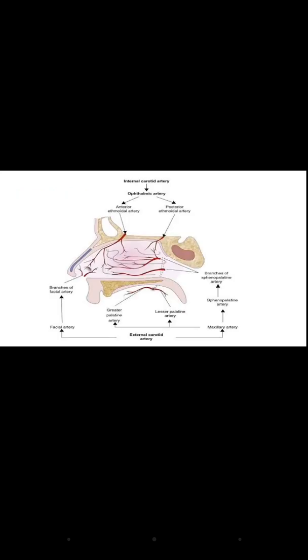Now the arterial supply of the nose. There are the internal carotid artery and the external carotid artery, and the branches of these supply the nose. For example, the internal carotid artery branch is the ophthalmic artery. The anterior and the posterior ethmoidal arteries will supply the nose.